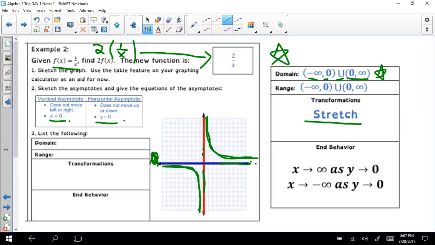And the range is very similar. When you look at the range, you're looking from below to the top. So here, the y values come from negative infinity right here. They're going to stop at 0, the horizontal asymptote. And then we're just going to start back up at 0 and go on forever and ever to infinity. Again, we want to use parentheses and not brackets, because the 0 is an asymptote. Remember, the graph's never going to touch that.